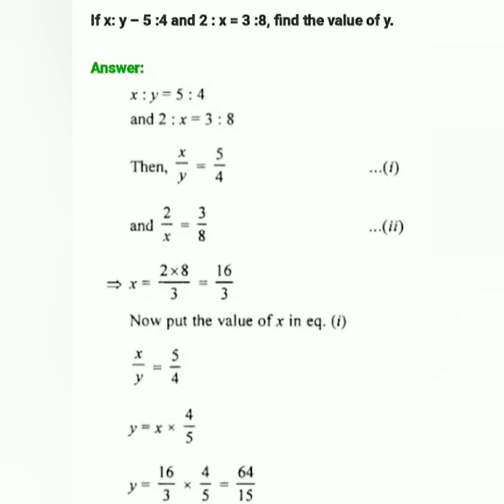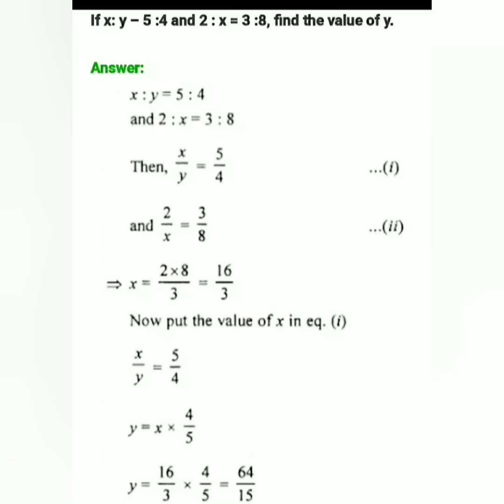If x is to y is equal to 5 is to 4 and 2 is to x is equal to 3 is to 8, we have to find out the value of y. x is to y is equal to 5 is to 4 is given to us, and 2 is to x is 3 is to 8. So x upon y is equal to 5 upon 4. This is our first equation that has been framed, and our second one, 2 upon x is equal to 3 upon 8. This is the second one.